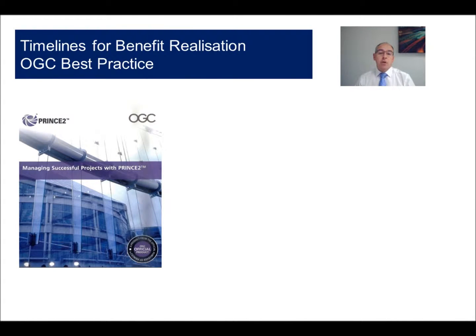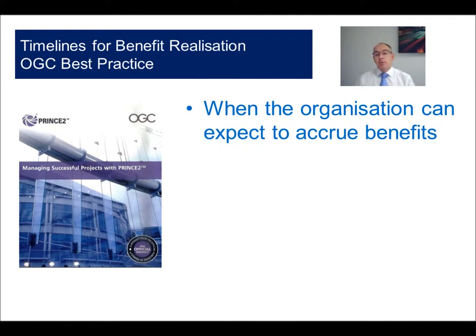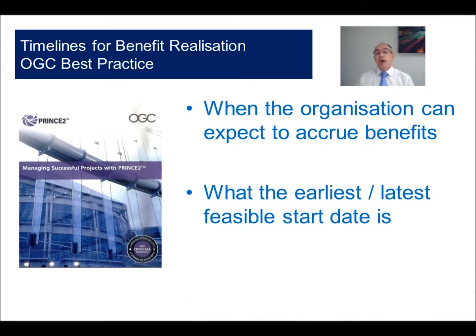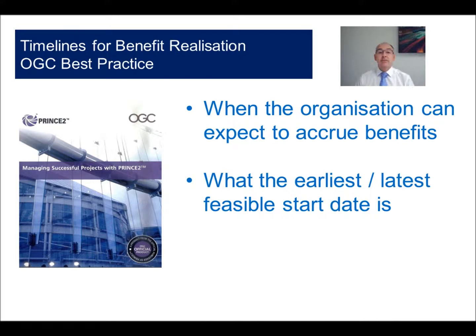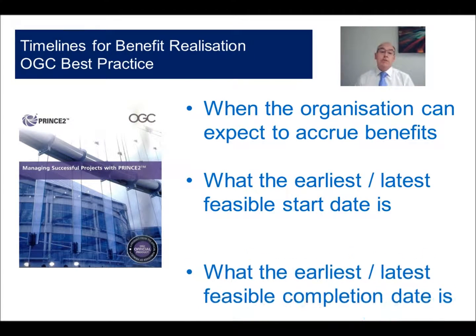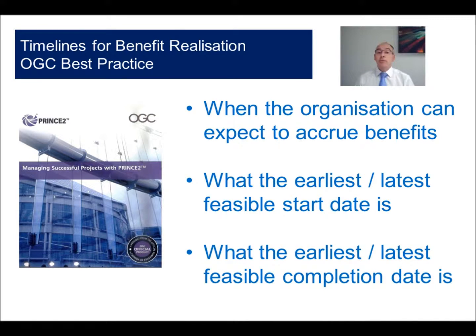Well, the Office of Government Commerce book, Managing Successful Projects with Prince 2, gives guidance on the delivery of the business case, and it makes a number of points, three of which are: firstly, you should identify when the organisation can expect to accrue the benefits. Secondly, you should have a look at the earliest and latest feasible start dates. And thirdly, what are the earliest and latest feasible completion dates of that benefit case?